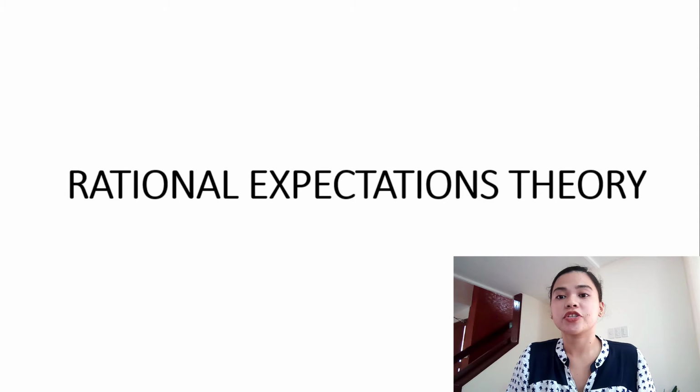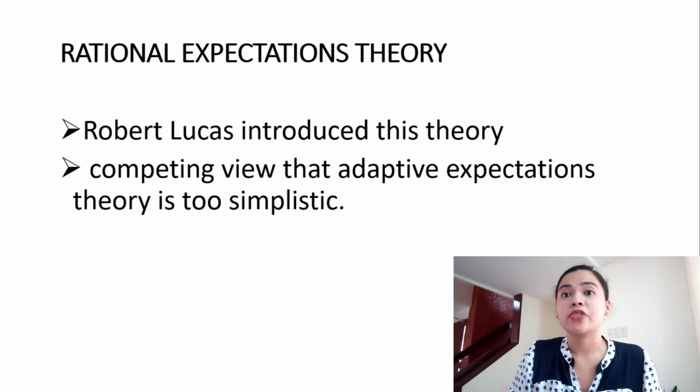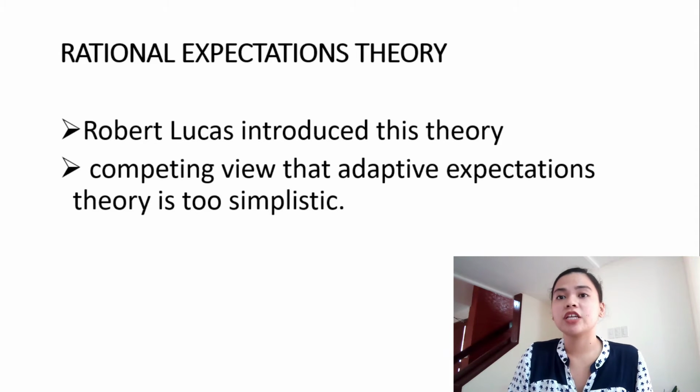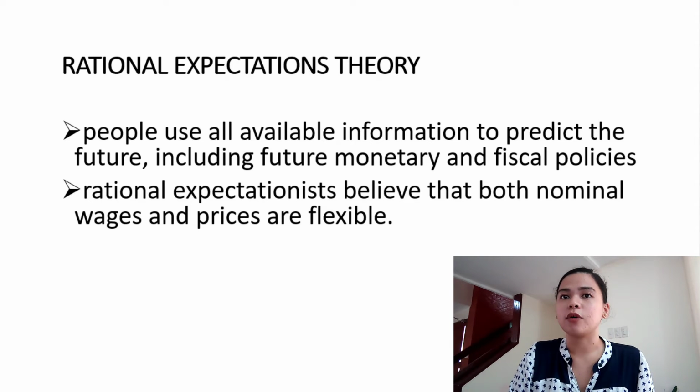The second expectations theory is called the rational expectations theory. In the mid-1970s, Robert Lucas of the University of Chicago is credited with introducing this theory. Rational expectations theory is the competing view that adaptive expectations theory is too simplistic. Rational expectations theory is the belief that people use all available information to predict the future, including future monetary and fiscal policies. In short, rational expectationists believe that both nominal wages and prices are flexible.